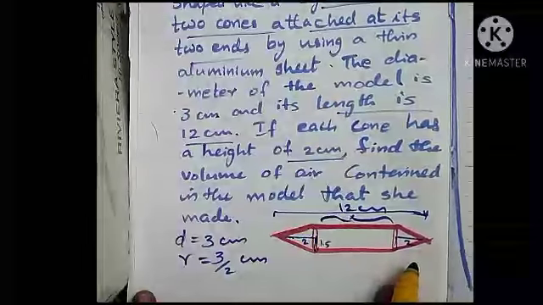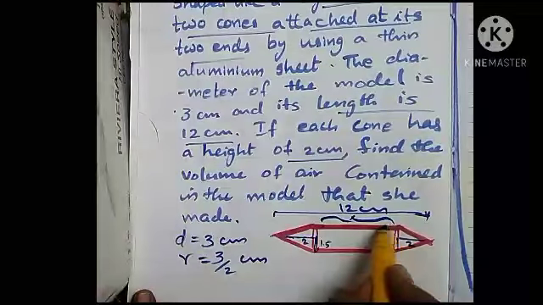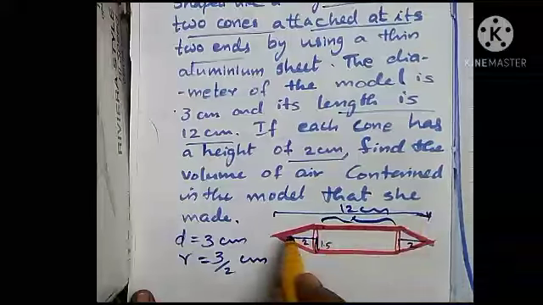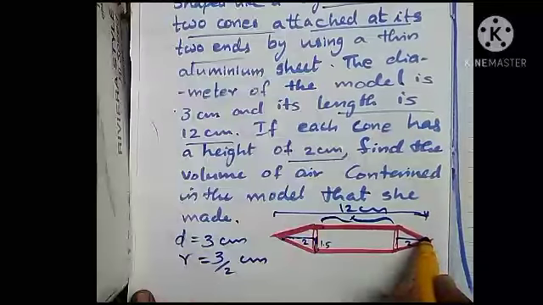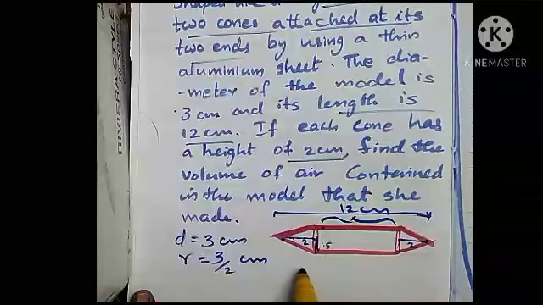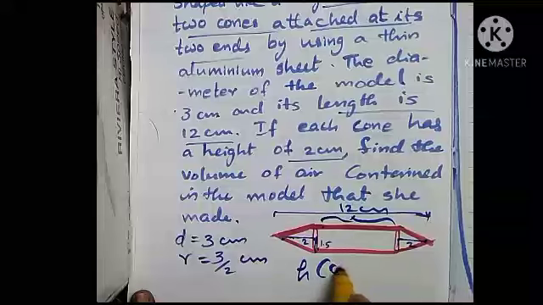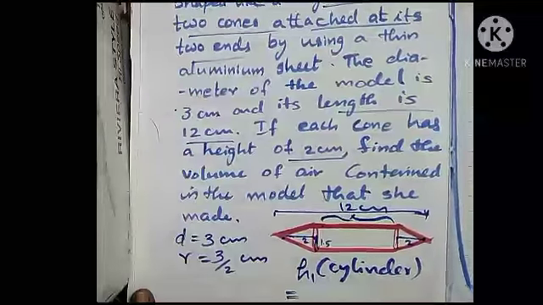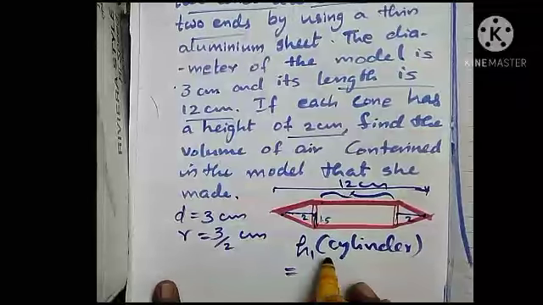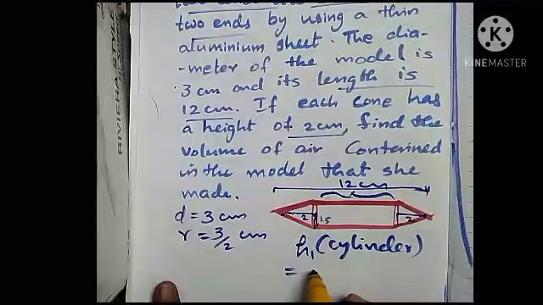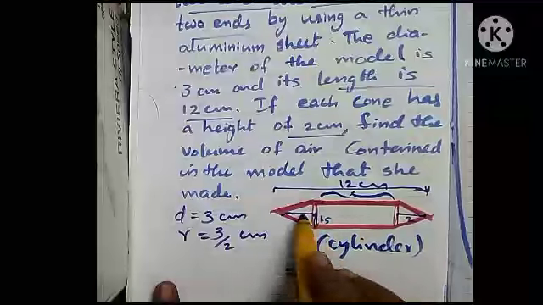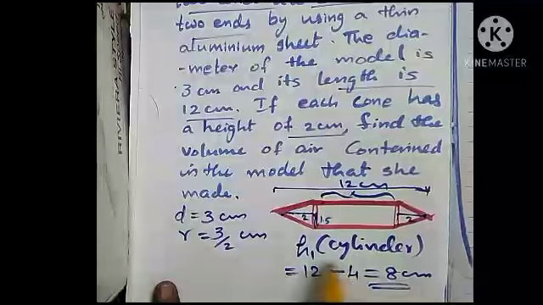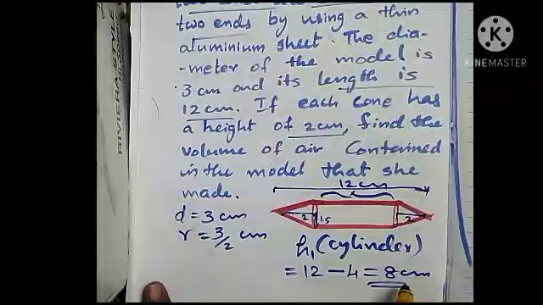And before that, can you say the height or the length of the cylinder? Here total length is given 12. Here 2 centimeters, here also 2 centimeters. That we can avoid. So 12, what we can say? Height of cylinder, we can select it as h1. That is h1 equal to total length 12 minus 2 plus 2. That is 4. 12 minus 4, 8 centimeters. So height of the cylinder it is 8 centimeters.